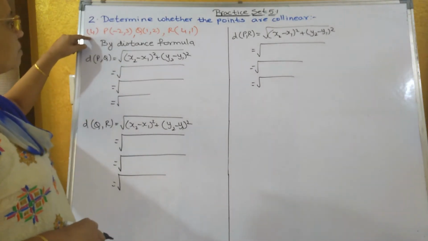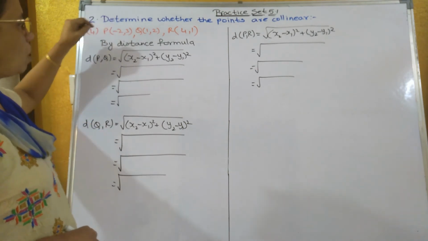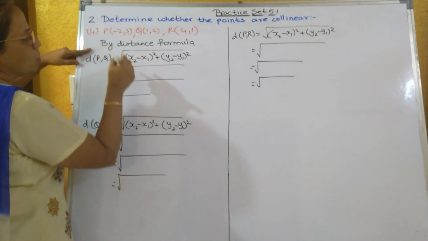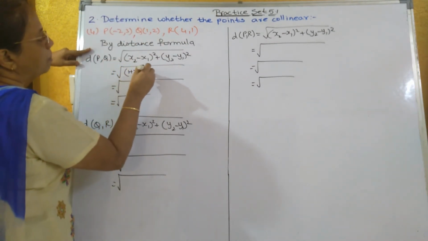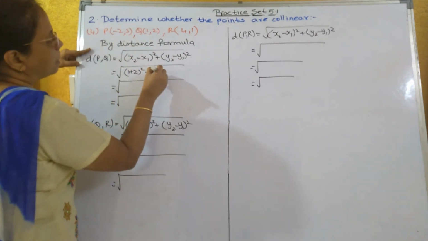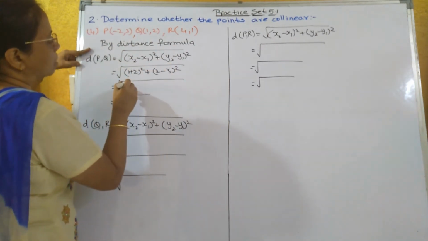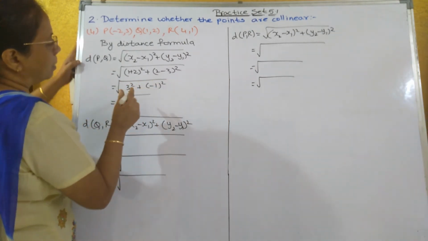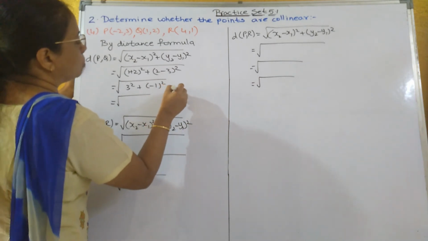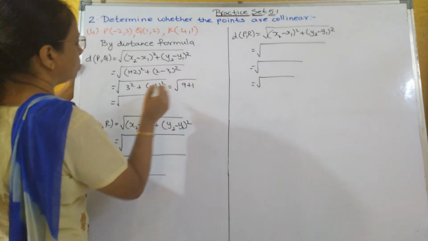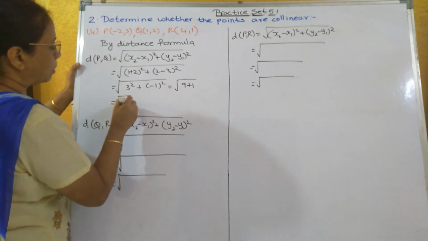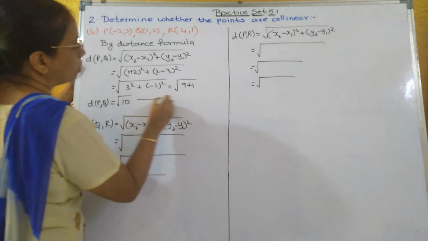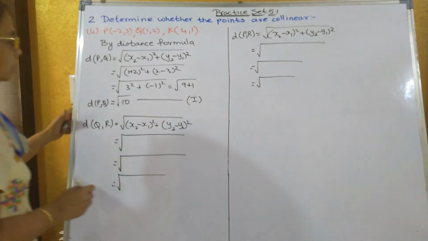Now the fourth sum of sum number 2, they have given the coordinates of P, Q, R. We will first find out the distance PQ, that is 1 plus 2. (1 plus 2) the whole square plus (2 minus 3) the whole square, that is equal to 3 square plus minus 1 the whole square, that is equal to 9 plus 1. So that is equal to how much? 10. Root 10. So distance PQ is equal to root 10. Let this be 1.